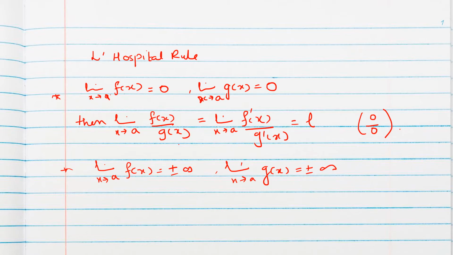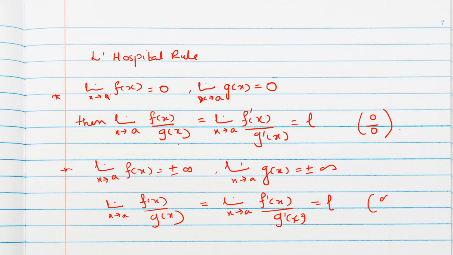So that time also we can say limit at that point f of x by g of x will be same as f dash of x divided by g dash of x, which is suppose L. This is called infinity by infinity or minus infinity by infinity form. These two forms are indeterminate forms. So let's take one particular example.